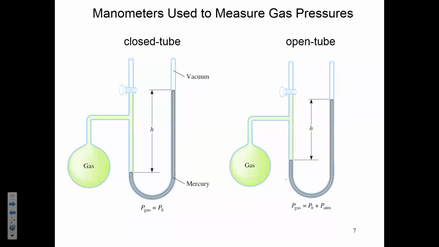Okay, we can also measure pressures in the lab by using what we call a closed tube or an open tube system. Basically, we take a gas and put it in one of them. The first one there is obviously called a closed system. Here you see it's closed, and here you see an opening.